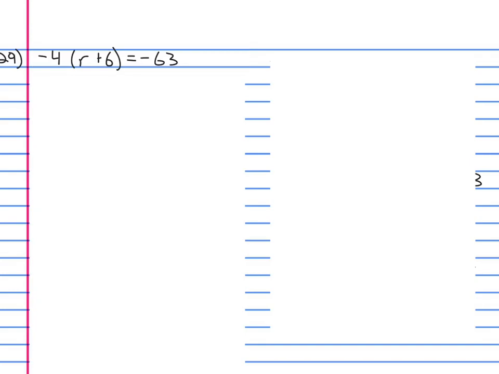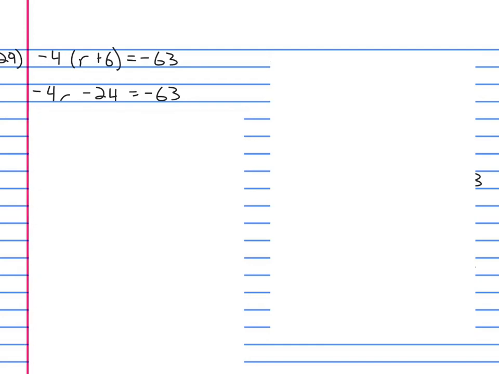Okay, so 29, negative 4 times parentheses r plus 6, close parentheses, equals negative 63. What do we have to do? Just like the rest of those that we were doing earlier, we're distributing this through to both parts, okay? So negative 4 times r, negative 4r. Negative 4 times 6, negative 24. Negative 4r minus 24 equals negative 63.